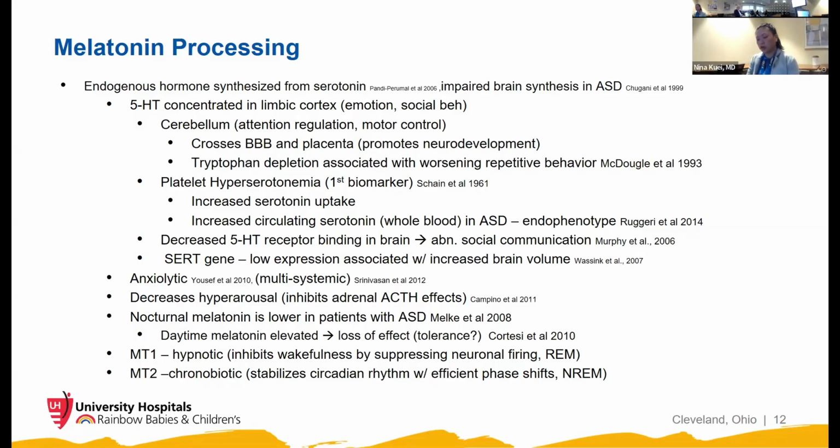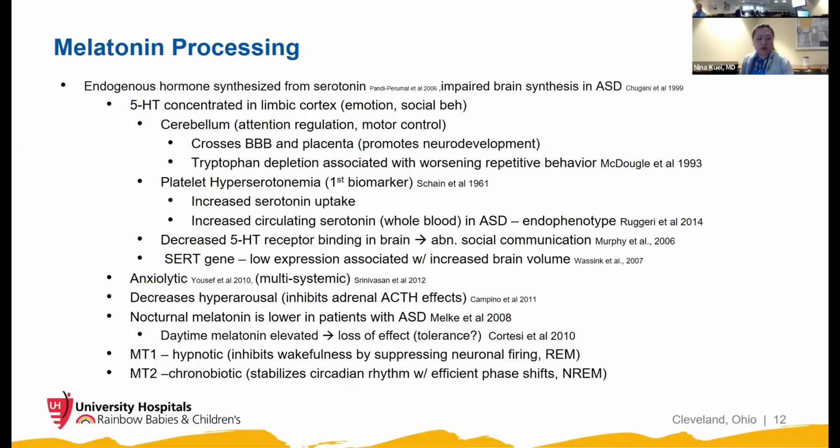A lot of this was postmortem studies that have been done. And then other things that support this is that if you purposefully deplete tryptophan in patients in this population, that's actually associated with worsening repetitive behavior.